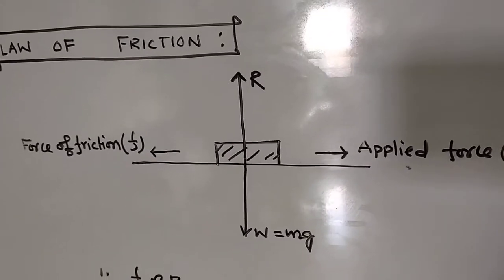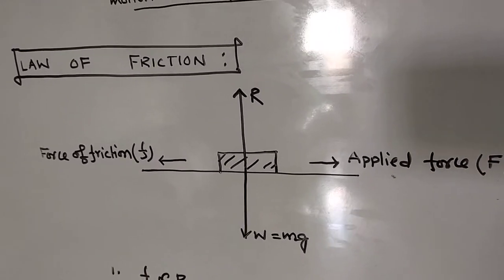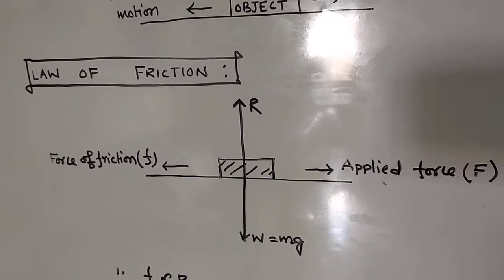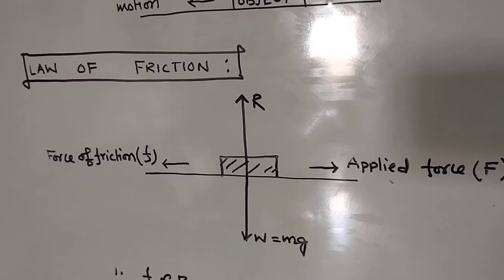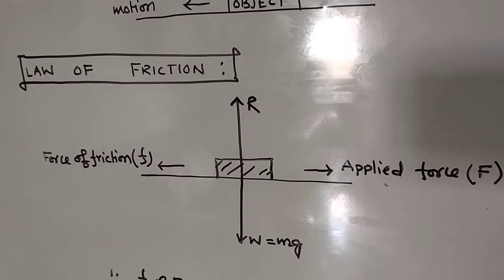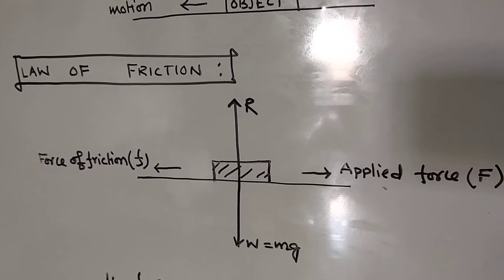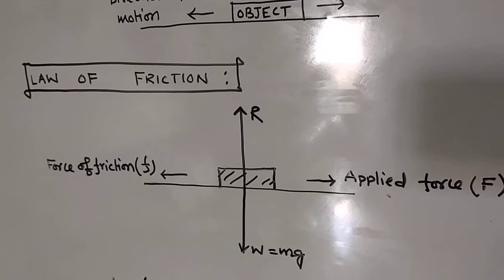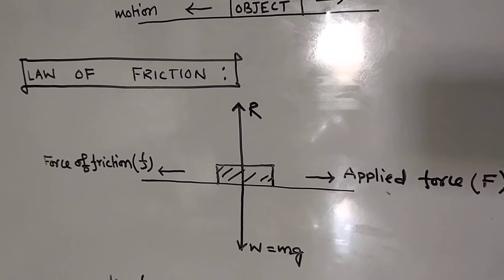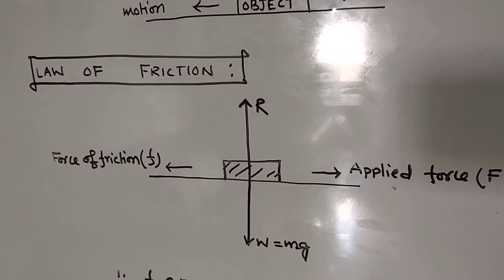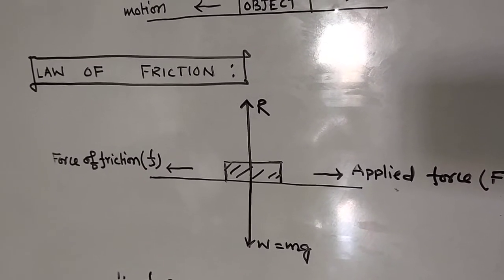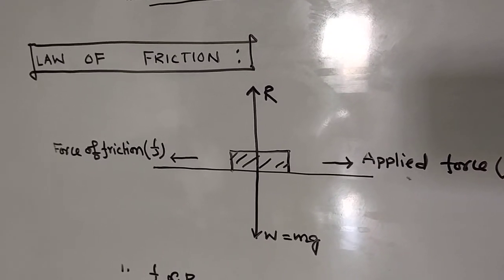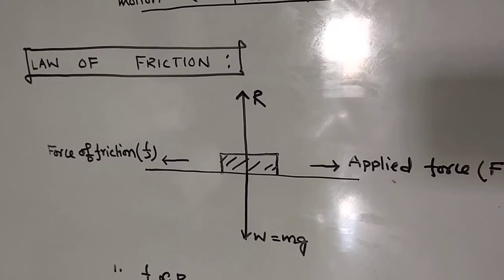Now if the weight is more, what happens? There will be strong interlocking of the irregularities between the two surfaces. Now when the interlocking between the irregularities is very strong, what happens? You have to apply a huge amount of force to move the object. So you can say definitely the frictional force is also high, and the interlocking will be high when the weight of the object is more, and weight of the object being more means the reaction is also more.